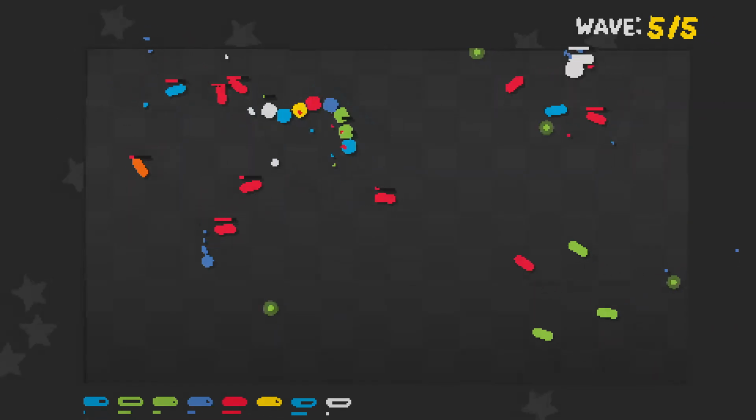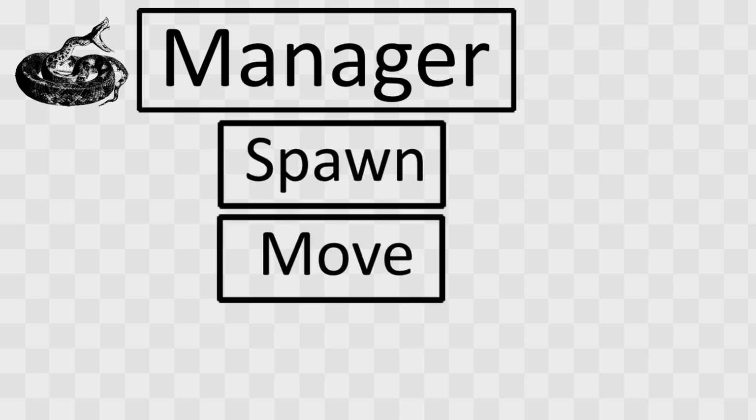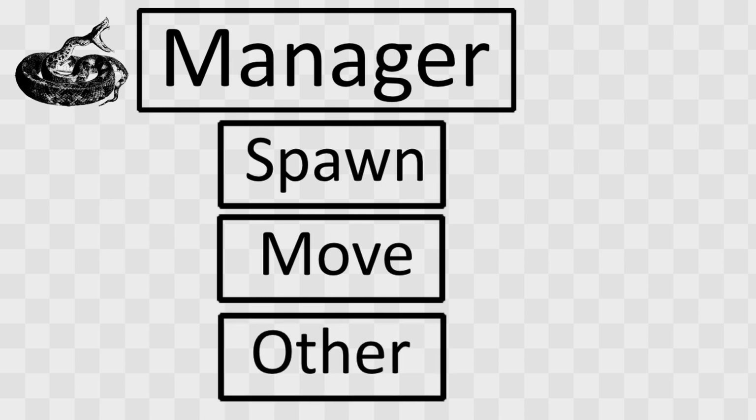Before we get started in Unity, let's first consider the problem and how we might solve it. So first, I'm thinking it makes sense to have a manager in which we can put all of these different scripts. Within this manager, it would take care of the spawning of the snake, the controlling of the snake, and anything else that we need to do with the snake.